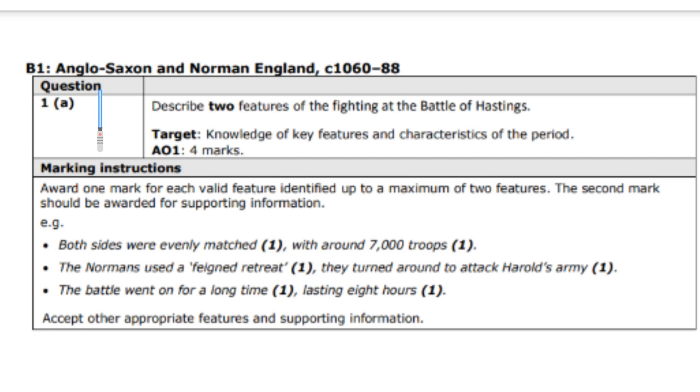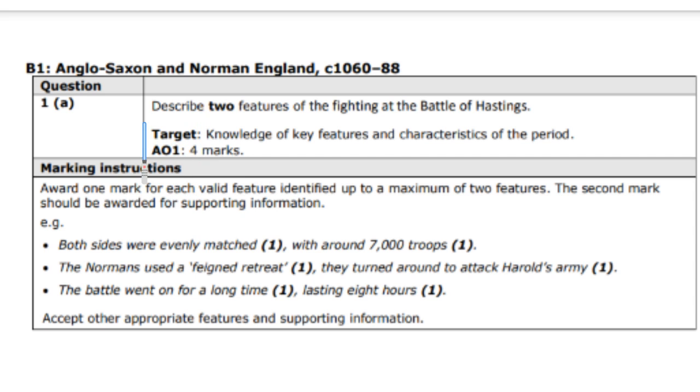So your first question on the Anglo-Saxon paper is "describe two features of." This will always be the question stem for the start of your paper, so there are not going to be any surprises. You'll notice that this is only one assessment objective. It is literally just your knowledge and understanding.